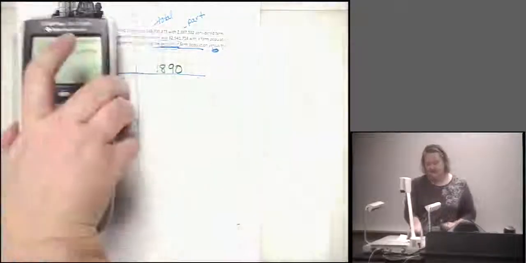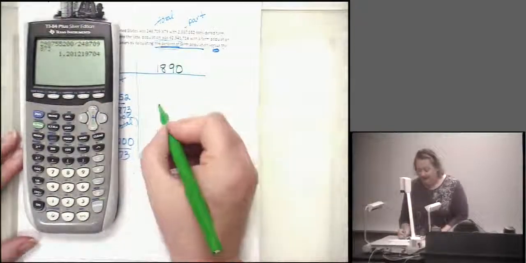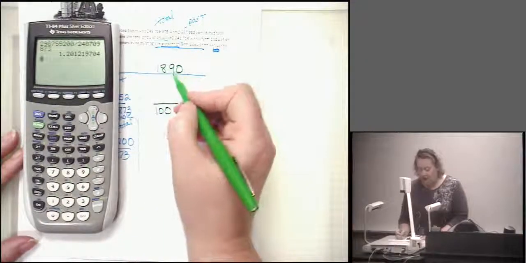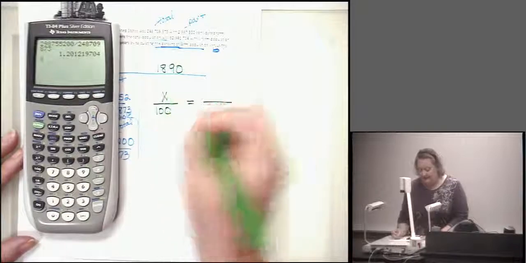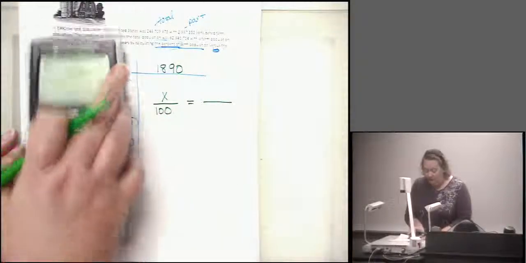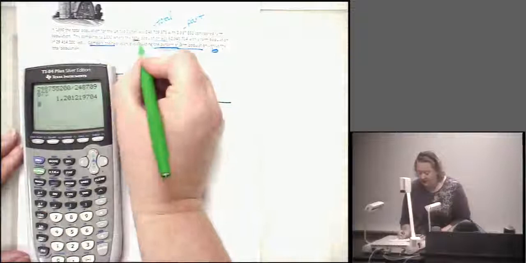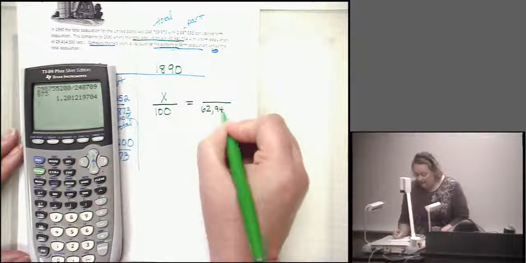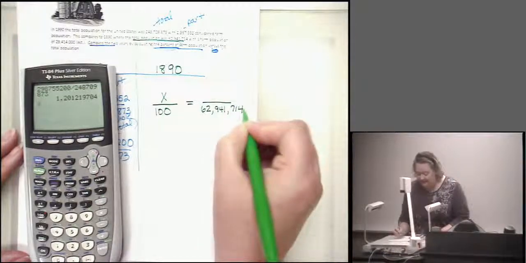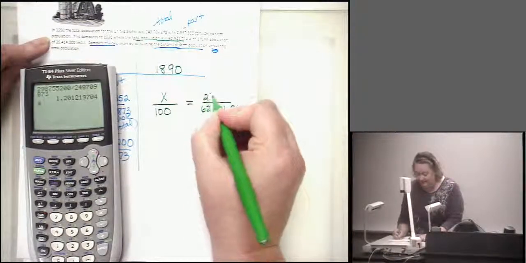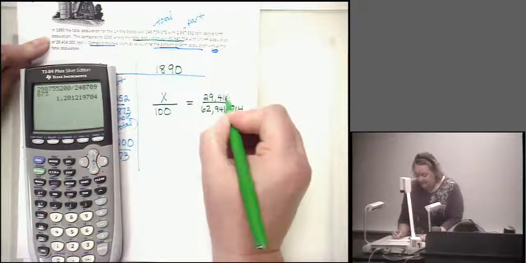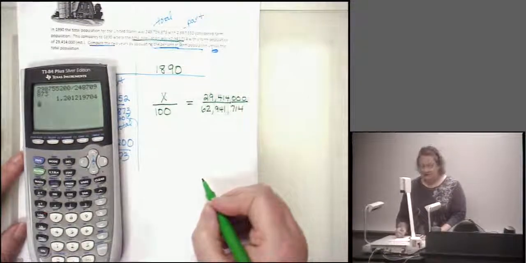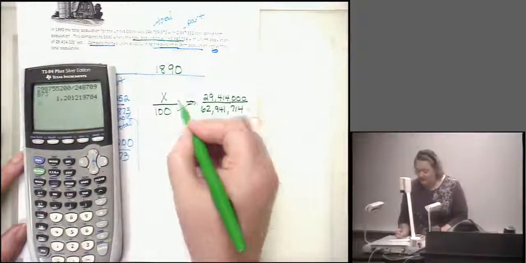Okay, now let's compute in 1890. Again, start out with your fraction over 100, and we're looking for the percent, so we want the part over the whole. The total population is the 62,941,714, and the part is the 29,414,000.